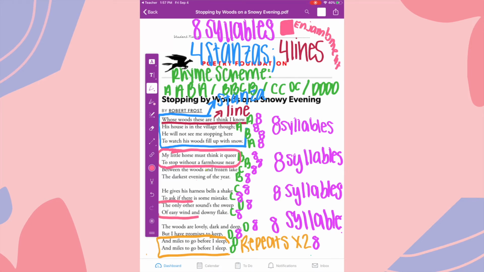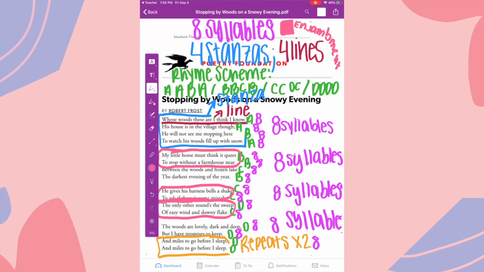The only other sound's the sweep of easy wind and downy flake. This is a complete thought and it flows between two lines here. The only sound I'm hearing is flowing into the next line, wind and snow. And you're like, oh, okay. The thought is now complete. You could have some other answers here. You could have that he gives his harness bells a shake to ask if there is some mistake. That thought flows into the next line.